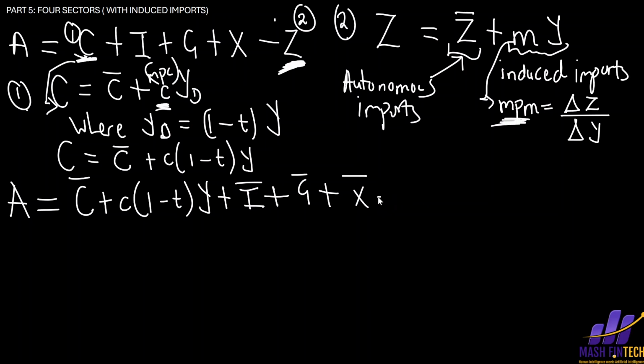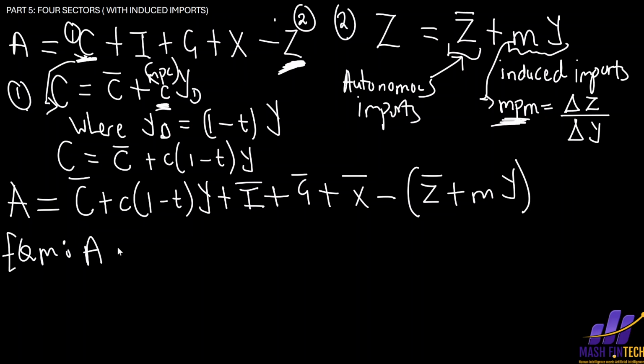And then we are going to subtract this function here. There's a bracket here. The autonomous imports plus the induced imports. Okay, we expand this and we put the like terms together. Bear with me, this is a very long equation. Remember, at equilibrium, the aggregate total spending is equal to income. This is the equilibrium condition, don't forget this. So we remove A and we put Y.